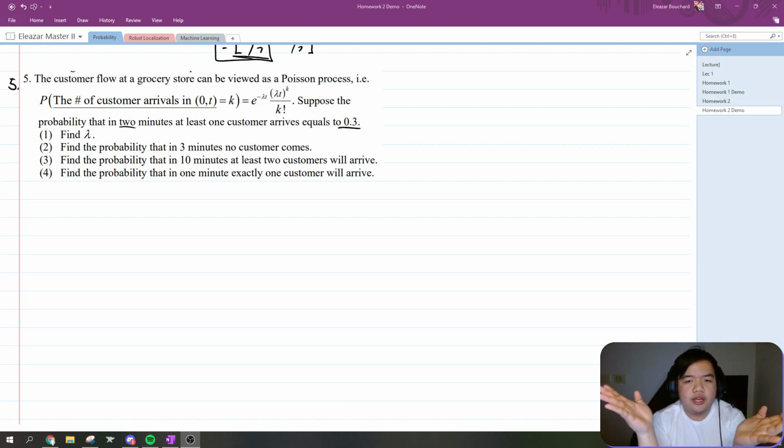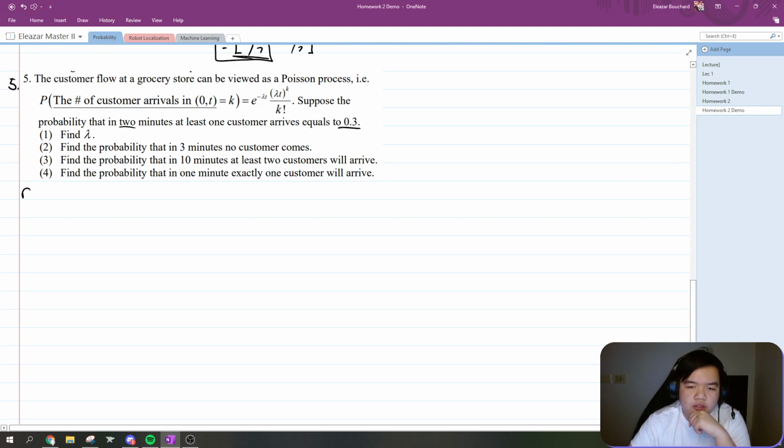So here we have the customer flow at a grocery store can be viewed as a Poisson process. For example, the probability of the number of customer arrivals from 0 to time t being equal to k is given by a fancy formula: e to the minus lambda t times lambda t to the k, over k factorial. And suppose the probability that in 2 minutes at least one customer arrives is equal to 0.3.